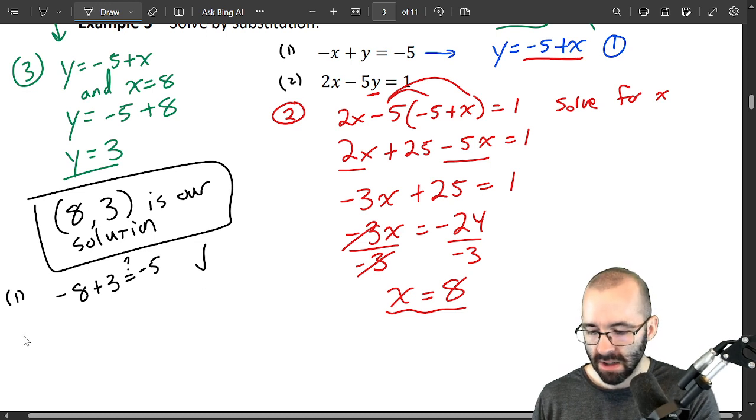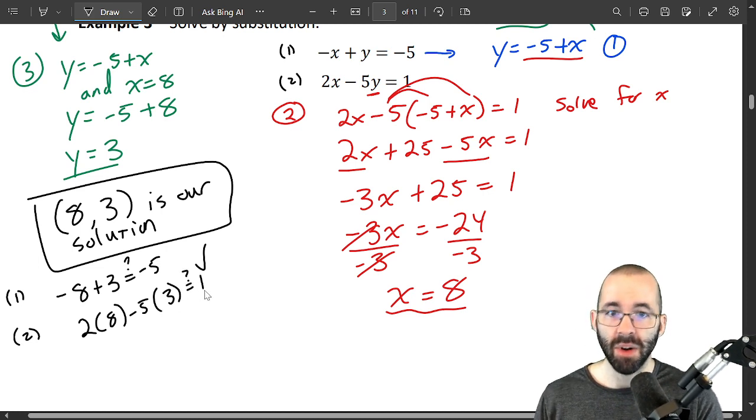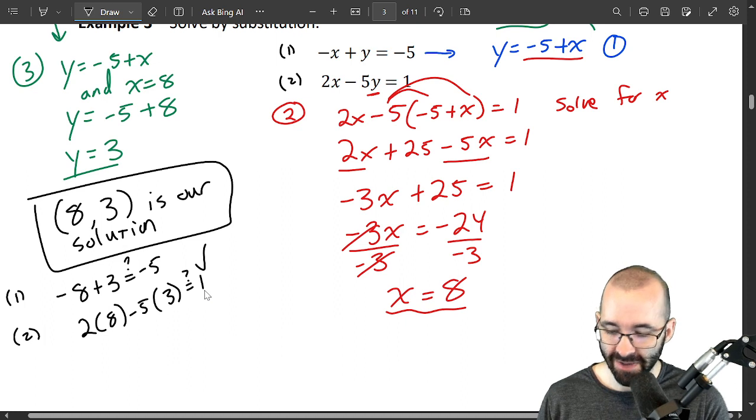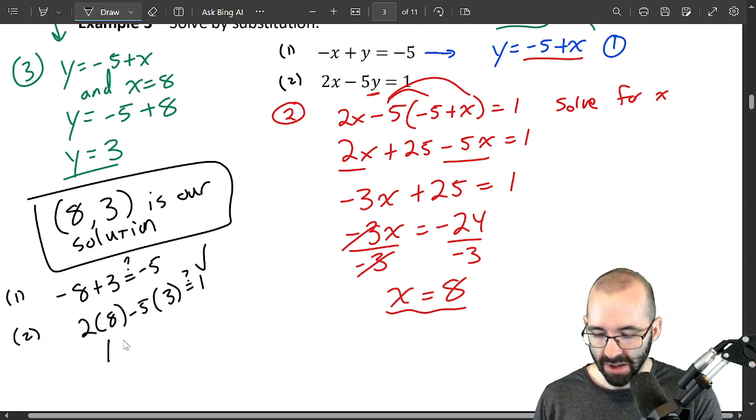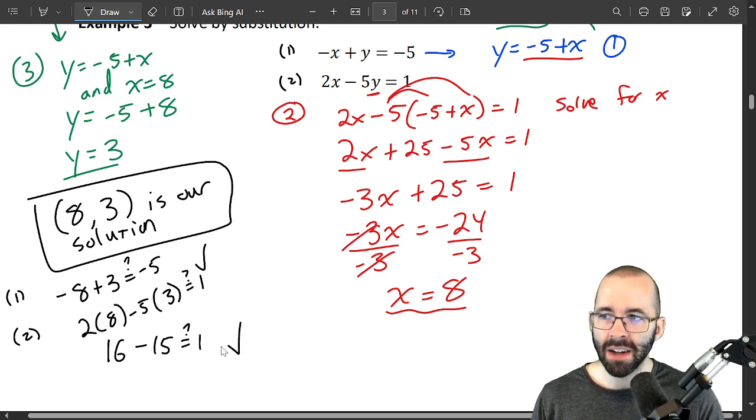Good. The second equation says 2 times x minus 5 times y should equal 1. This one I need to do a little bit out. Is 16 minus 15 equal to 1? You bet it is. We did it. Hooray! Great.